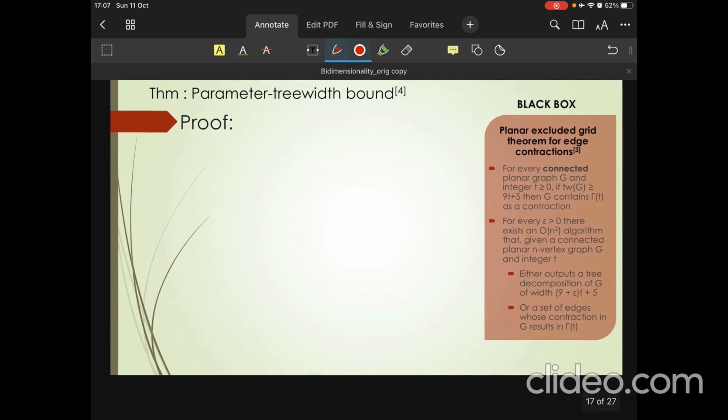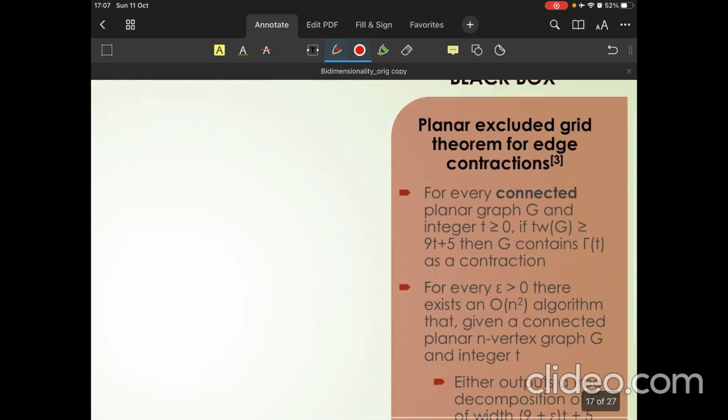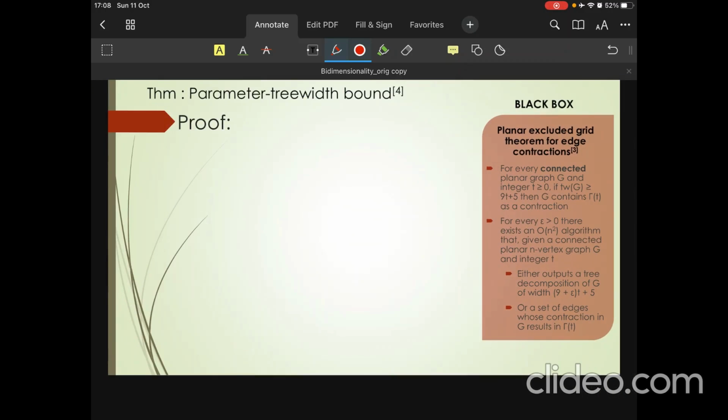So let's prove this parameter tree width bound theorem by taking as a black box the planar excluded grid theorem for edge contraction. Intuitively we'll map the first existential argument to our existential argument, and the second algorithmic argument to our algorithmic argument. So the proof is as follows.